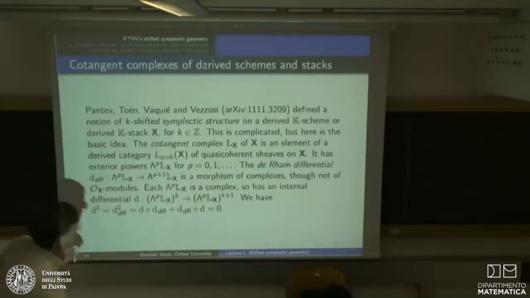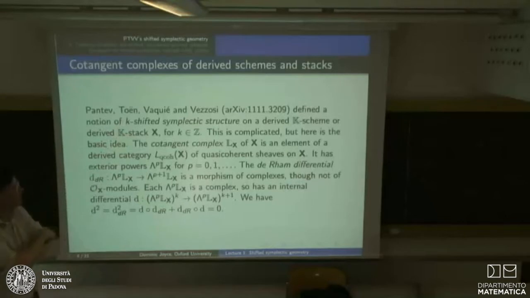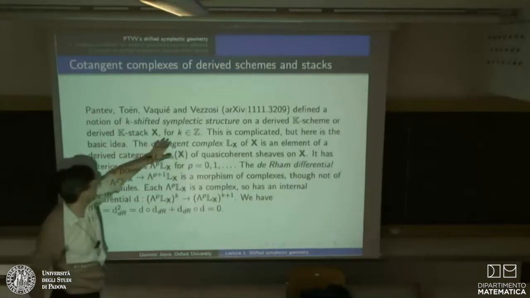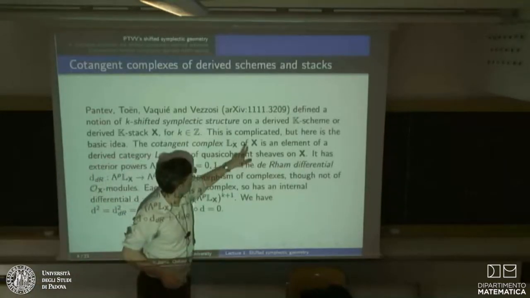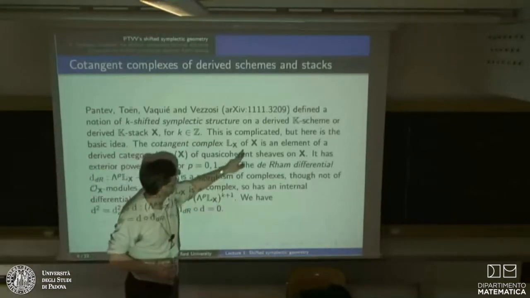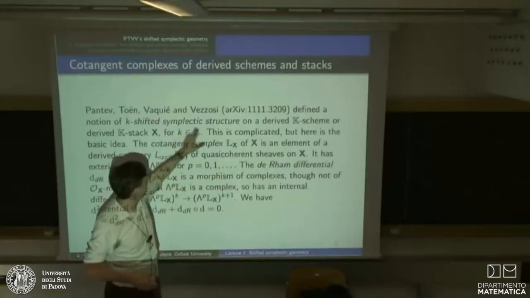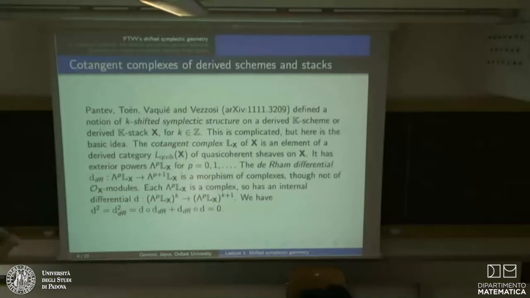Okay, right. So in this context of derived algebraic geometry, Pantev, Toen, Vaquie, and Vezzosi, hereafter PTVV, defined a notion of shifted symplectic structure, shifted by an integer k, on a derived scheme or a derived stack. This is a complicated thing, but here's the basic idea. So in derived geometry, and the most basic things, in derived categories, you replace sheaves or vector bundles by complexes. Okay? So if we think about our derived stack X as being something like a generalization of a manifold, manifolds have tangent bundles and cotangent bundles, which are vector bundles. The cotangent complex of a derived stack is a complex rather than a vector bundle, so a kind of derived analog of a vector bundle.